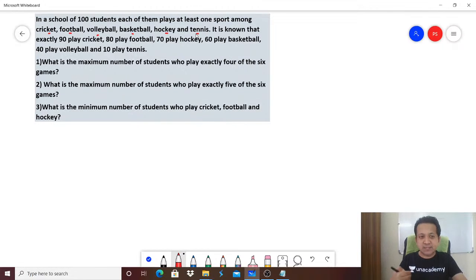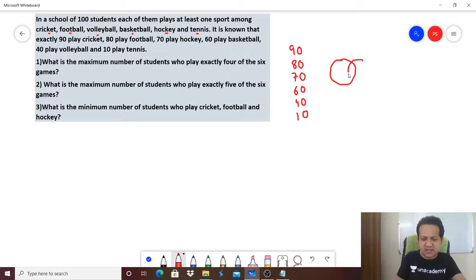It is known that exactly 90 play cricket. So let's write down the numbers. 90 is cricket, 80 is football, 70 is hockey, 60 is basketball, 40 is volleyball, and 10 is tennis. Now remember, in Venn diagrams, you must have seen in your books that they draw circles. Have you ever wondered why they draw circles? Why can't they draw some other diagram?